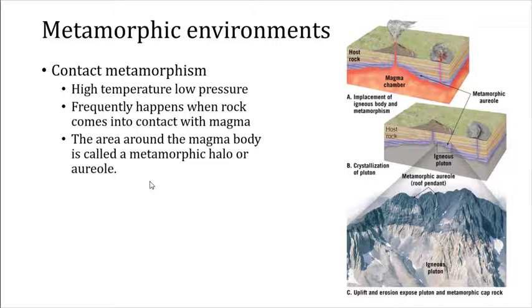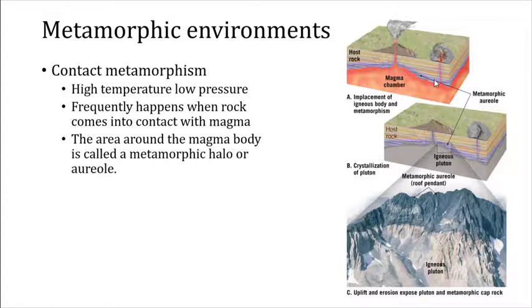What you get is an area around that rock where the rock has been altered. We call that a metamorphic halo or a metamorphic aureole. So you can see here's a magma chamber, and that magma chamber is going to alter the rock right around it, and that's what we mean by contact metamorphism.